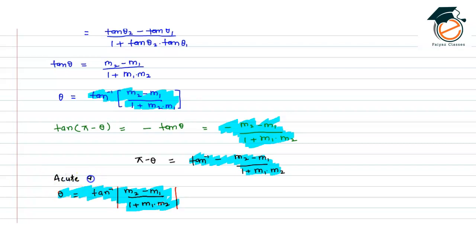Why do we use mod here? Because we want only positive values. Suppose m1 is greater than m2, then this value is negative. We want to find only the acute angle, therefore we use mod here.